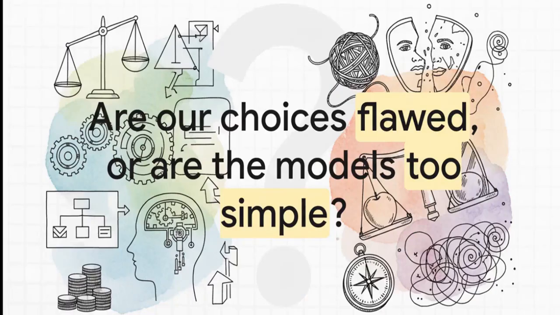Are we humans just buggy, irrational computers constantly making flawed choices that break all the rules of logic? Or is it possible that the software, the economic models we've designed to understand ourselves, are just not sophisticated enough to capture the complex, messy, and maybe even beautiful reality of our own programming?